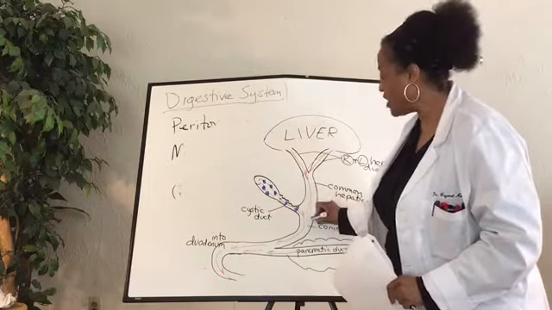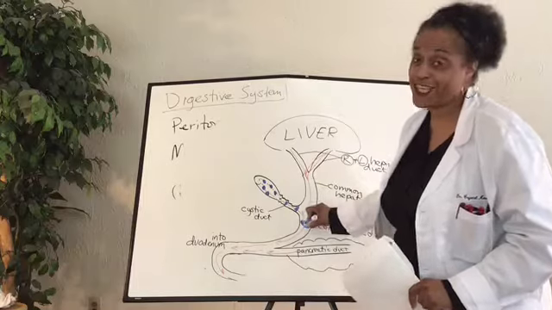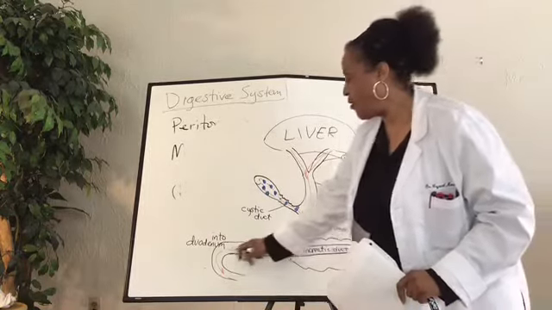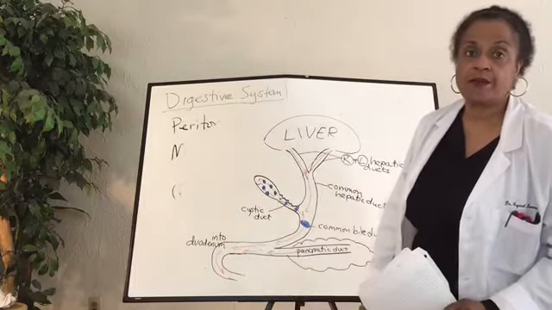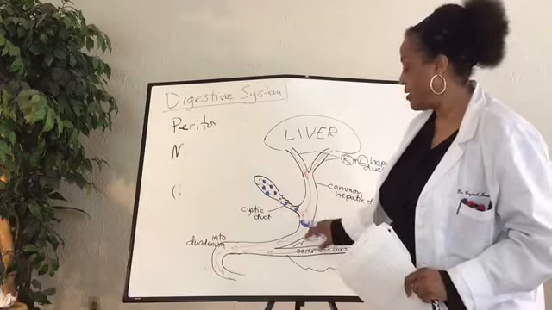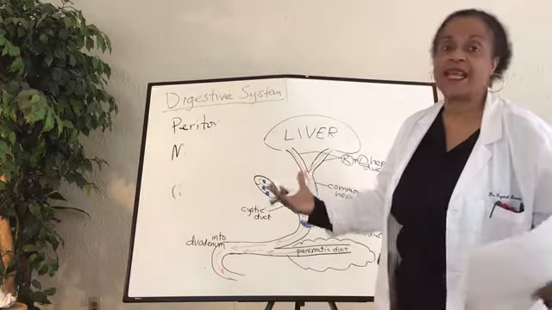And I want you to know that stones can, let me make a stone here. That's an exaggeration, that's a huge stone. It can block the bile from going into the duodenum. Well, where do you think it's going to go? It's going to seep out into the body, right?